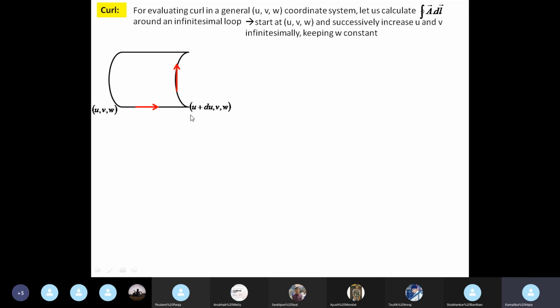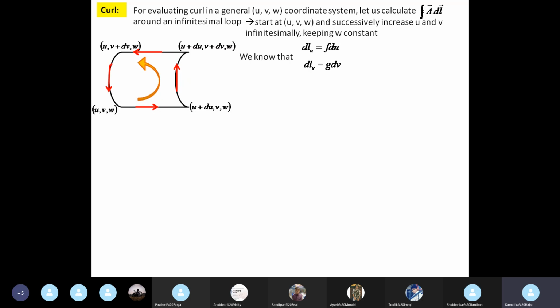I could not draw an arrowed curve, sorry. So we move to the point (U plus dU, V plus dV, W). Both U and V have changed to new values. Then we move to the position where U decreases from U plus dU to U, V remains at V plus dV and W, and then we go back to our initial point (U, V, W). So we move in the anti-clockwise direction in this loop.